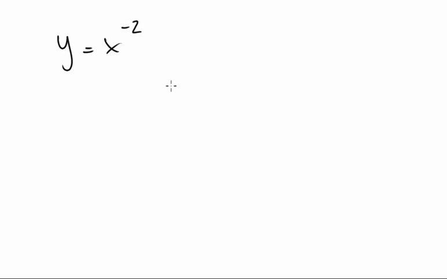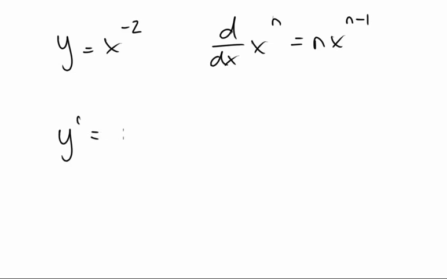Because remember, let's write the power rule again. The derivative of x to the n is equal to n times x to the n minus 1. So we're always going to put n, the exponent, in the front, and we're always going to subtract 1 from that exponent. So for this one, y prime is equal to minus 2 times x, and then we subtract 1 from minus 2. So what's minus 2 minus 1? It's minus 3. So the exponent will always decrease. This is your derivative when the exponent is negative.